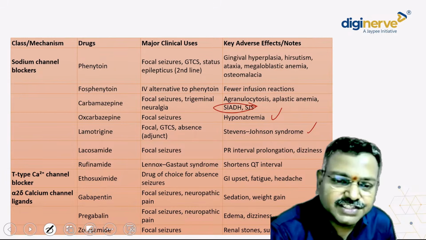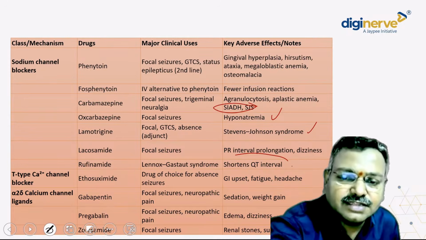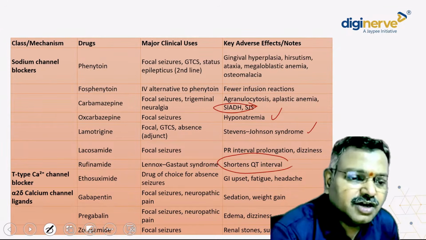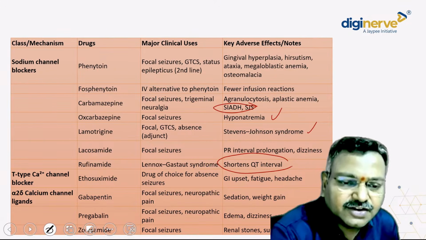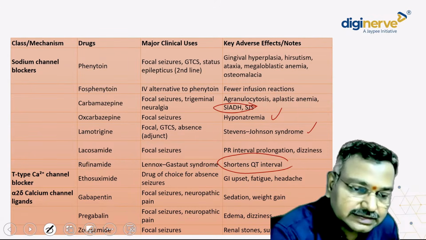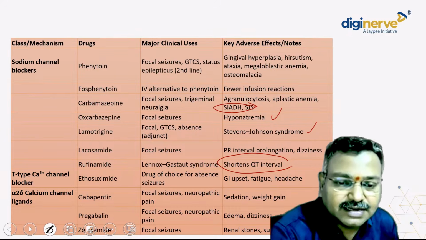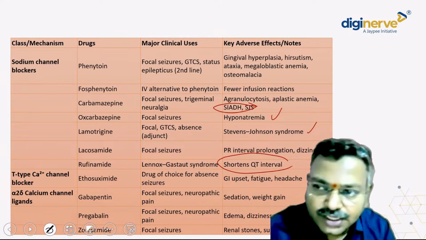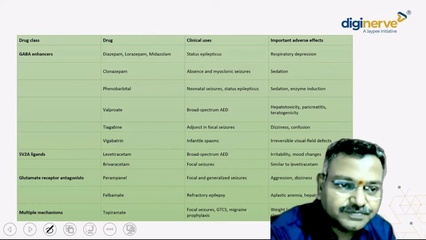Rufinamide is a drug of choice for Lennox-Gastaut syndrome. It shortens the QT interval. So that's one side effect that you have to remember. The calcium channel blockers: ethosuximide, common drug for absence seizures, usually well tolerated, not many side effects. The alpha-2-delta calcium channel drugs are gabapentin, pregabalin, and zonisamide. Gabapentin and pregabalin are used for neuropathic pain also. Important side effects are sedation and weight gain.